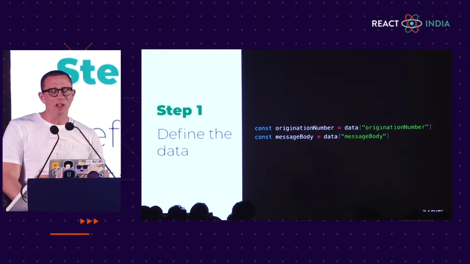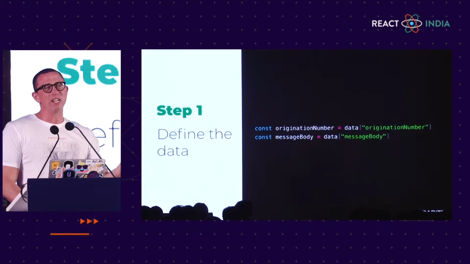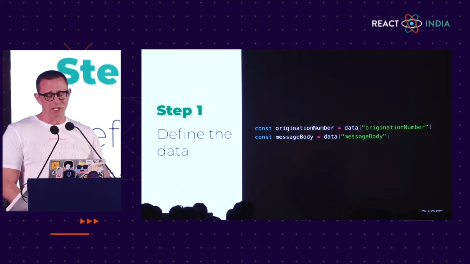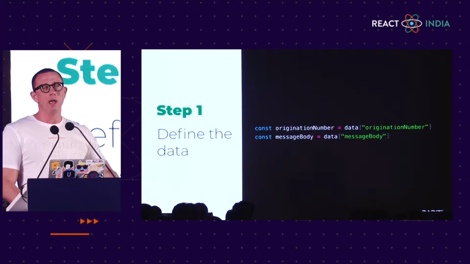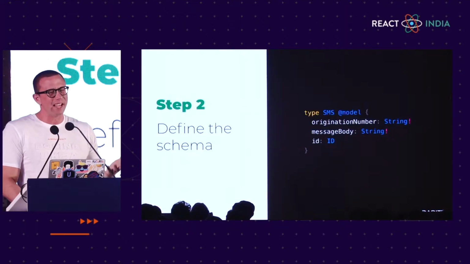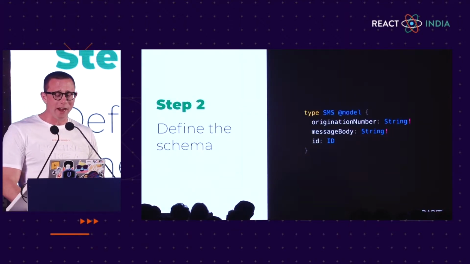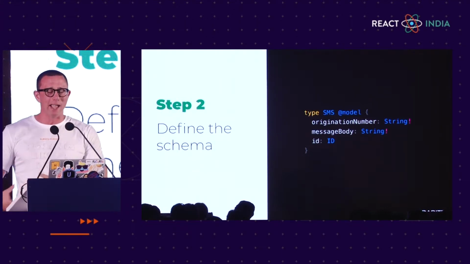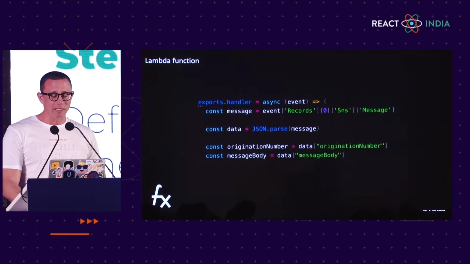So how does the data look for this? Well, really all we need is the origination number, so we can have some type of information around who sent the message. And then we want to have the message body, which is going to tell you exactly what the user sent, and that's really about it. Nothing too complicated there. So to model this back end, we used an @model directive with an origination number, a message body, and ID. So pretty basic stuff.